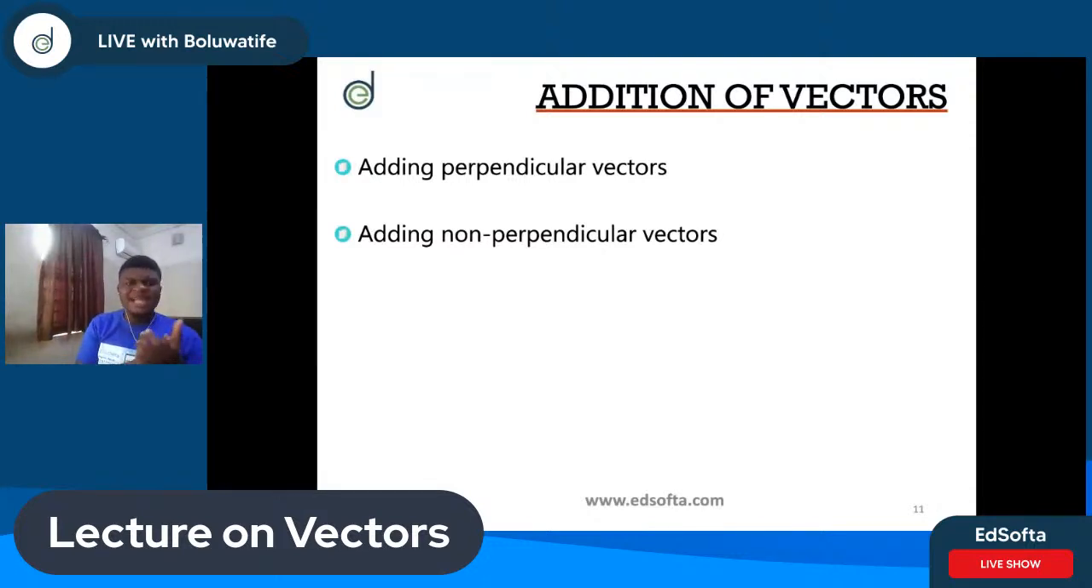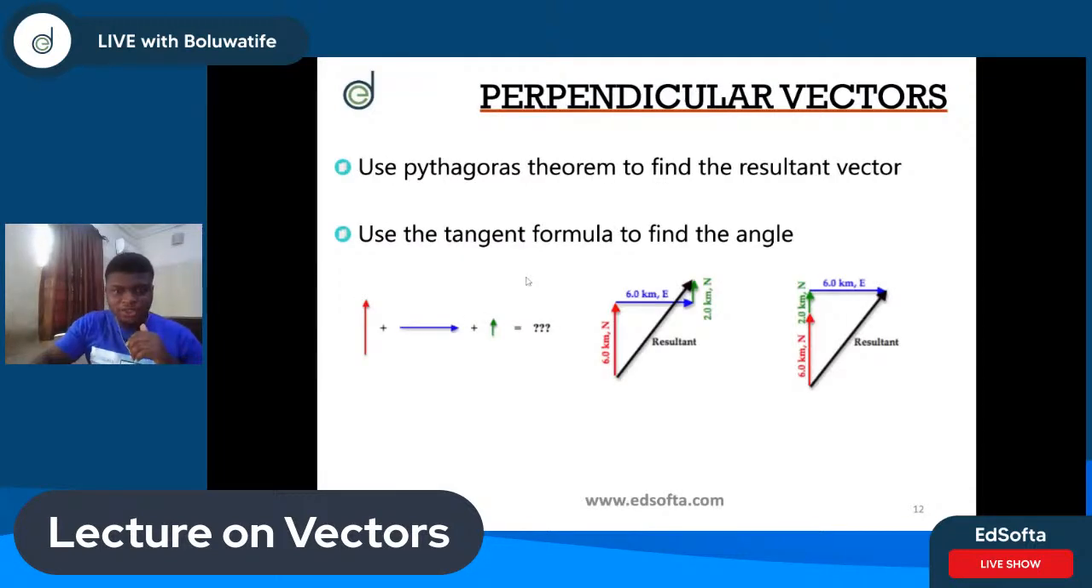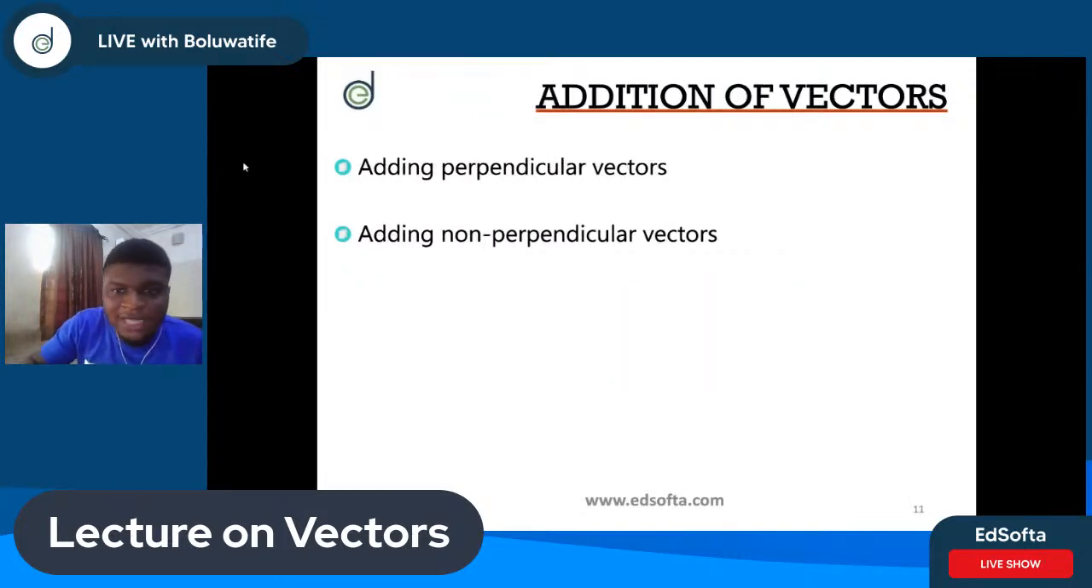But when you are talking about vectors, because there's this component of direction in them, that's what makes it tricky. So it's not as straightforward as it would be. So what we do is we find the resultant of the vector. Look at this example. We have two types: adding perpendicular vectors and adding non-perpendicular vectors.